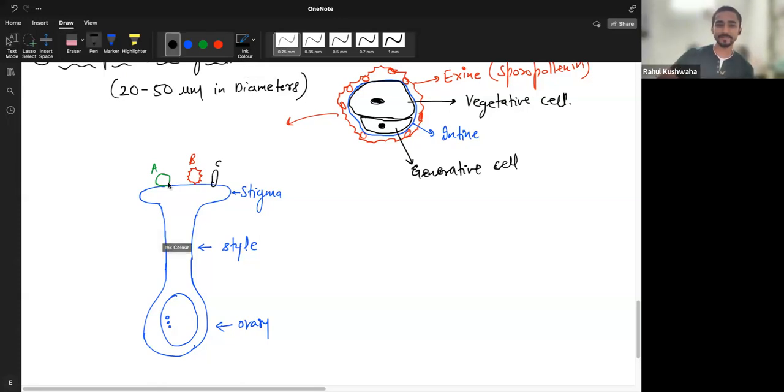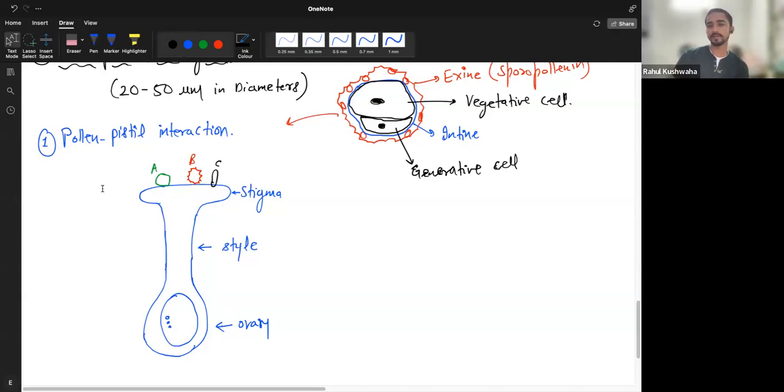In this case, when any pollen comes and lands on the stigma, the first thing that happens is pollen pistil interaction. They have a talk before opening the gates. Stigma talks to all these pollens, asks, who are you? Why are you here? Tell me the code word. And if the pollen tells the right code word, which is the right chemicals, then only that pollen will be allowed to produce a pollen tube.